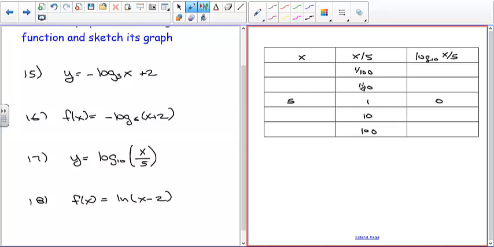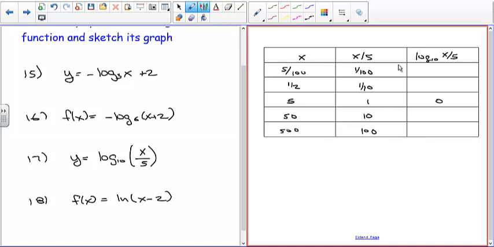Hence, if we take these and multiply by 5, we'll get 5/10, which is a half, and here 5/100. And here we take 5 times 10, which would be 50, and then 5 times 100 would be 500.